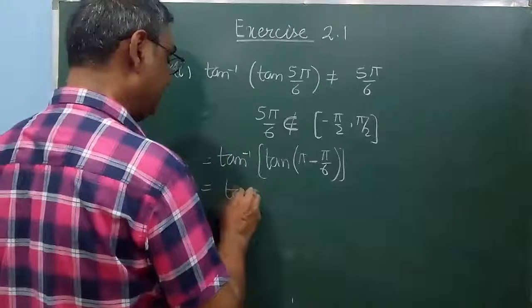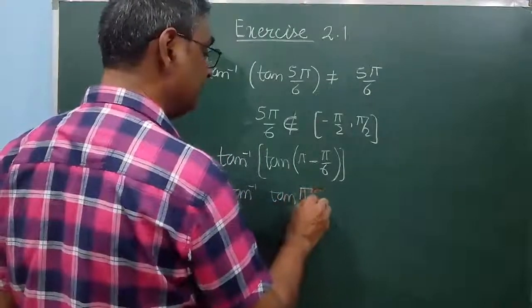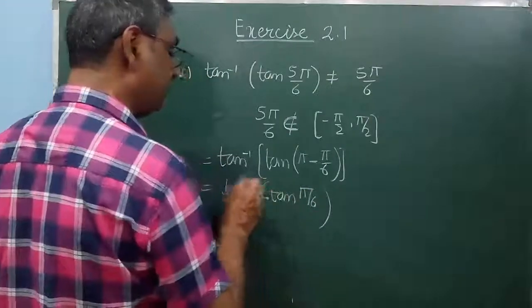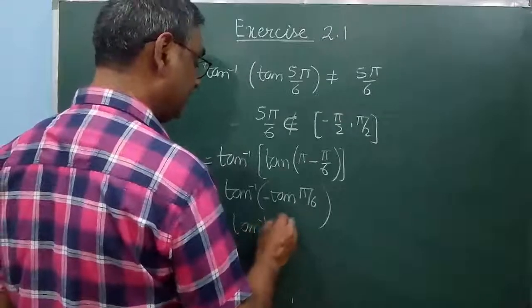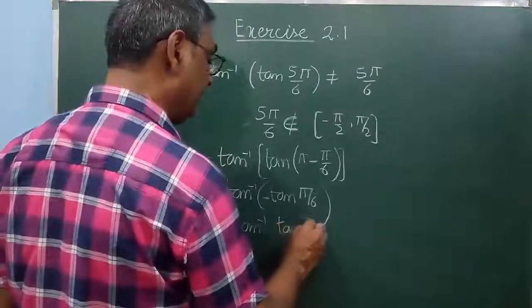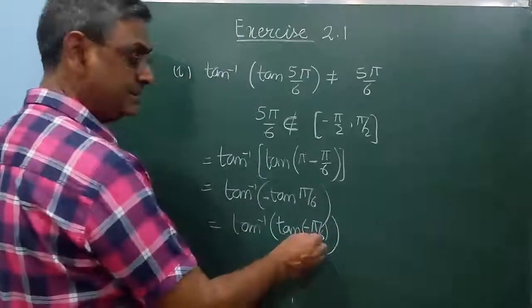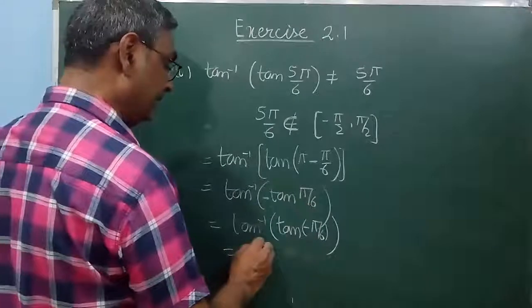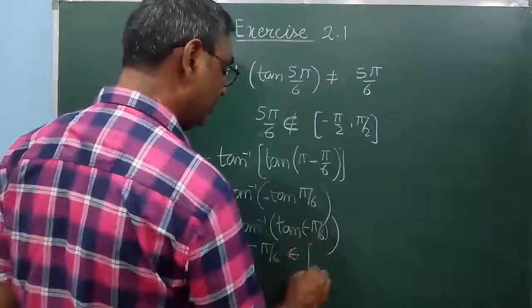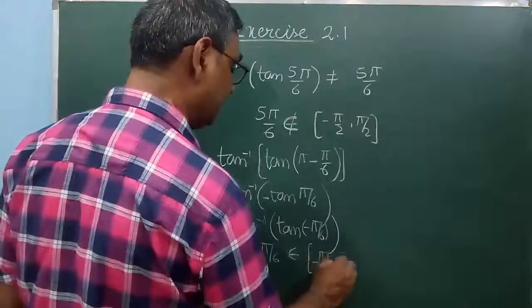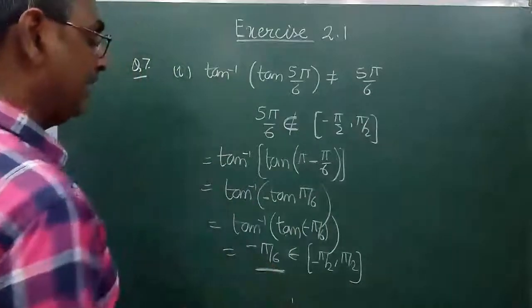We have to write like this. This is equal to tan inverse tan pi by 6. But this is in the second quadrant, so here we have to put minus. Tan inverse, this is tan minus pi by 6. Why? Because tan minus theta is minus tan theta, that means minus pi by 6, and this belongs to the interval minus pi by 2 to pi by 2. So the value of this function is minus pi by 6.